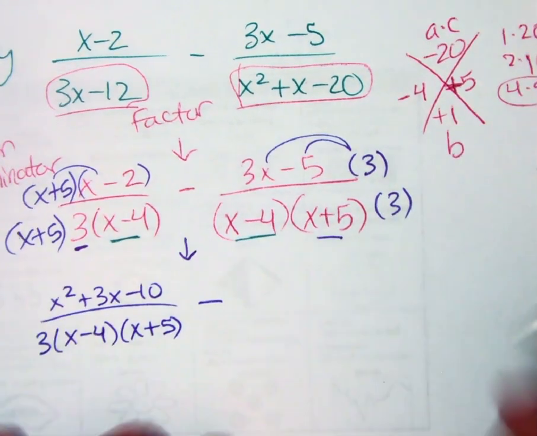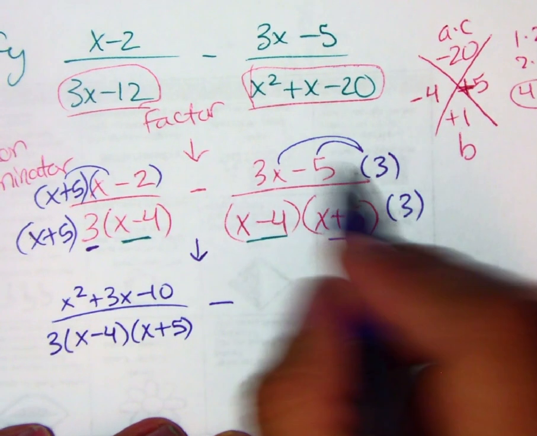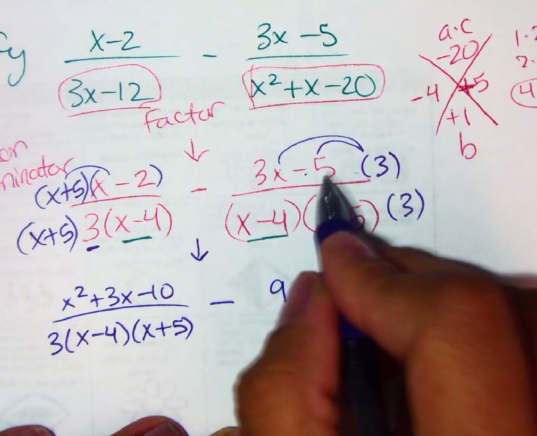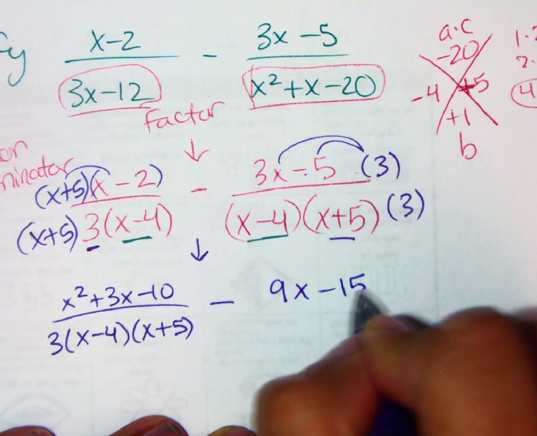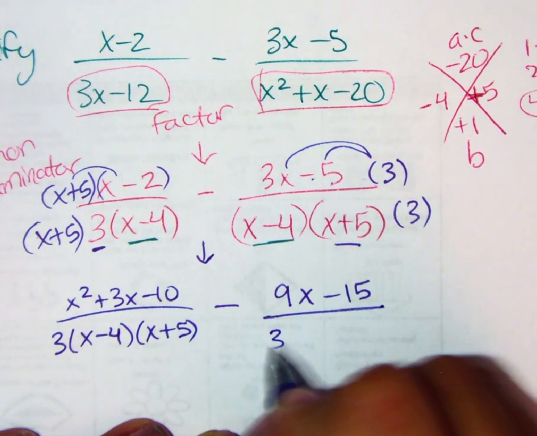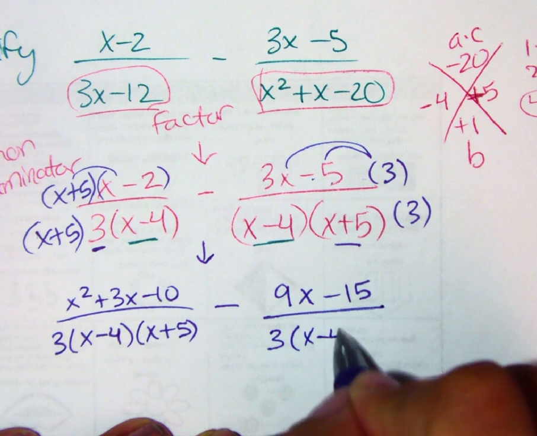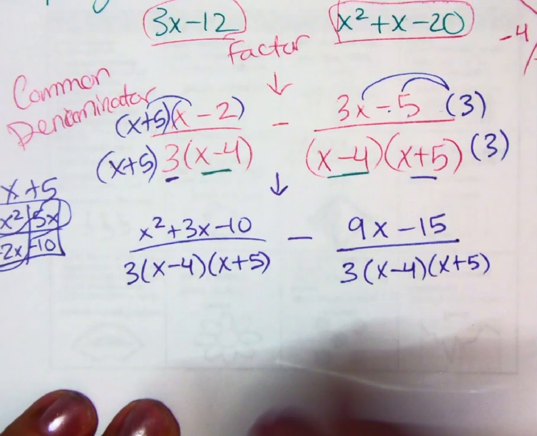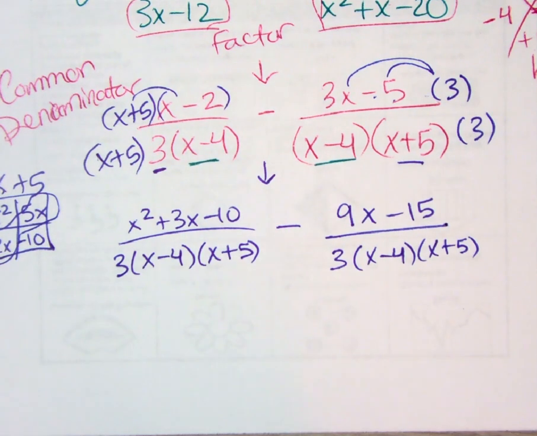And you're going to subtract these multiplications right here of 3x times 3, that's 9x, and negative 5 times 3, that's negative 15, over the factors of 3, x minus 4, x plus 5. So I changed the order, but all the factors are the same. We rearranged the factors, that's all.